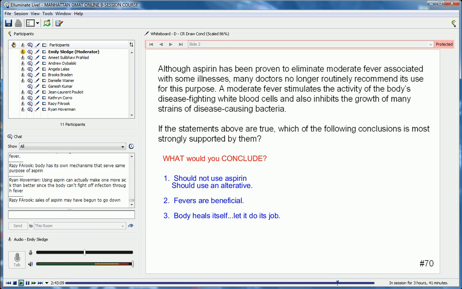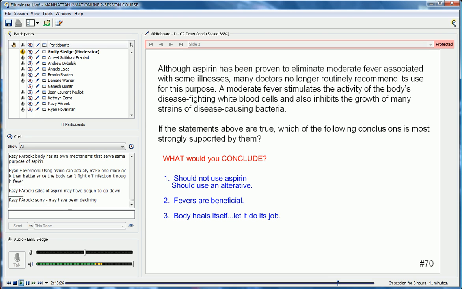All right, these are great. Advocacy about what we should do in response to these statements, whether you should use aspirin or not. Things that address the motivation, like fevers are beneficial. Maybe looking at negative alternatives, as Ryan's suggesting: using aspirin can make you sicker. And I know I'm paraphrasing a little bit here. Razi, looking at maybe the effects, aspirin sales declining. Let's put it declining. Have we missed anything? Ganesh addressing other effects of the aspirin. I won't summarize them all.